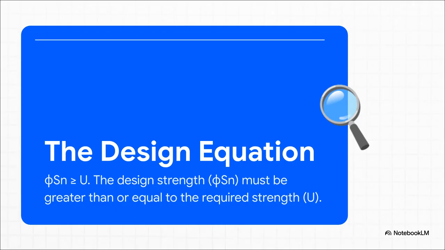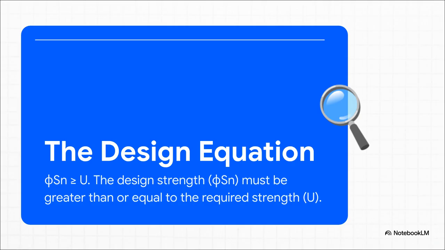Now, this right here is the heart of the entire code. I'm not kidding. Everything comes down to this one simple inequality: design strength must be greater than or equal to required strength. The capacity has to exceed the demand. Our design strength is the theoretical strength of the beam, S sub n, multiplied by a strength reduction factor, phi. That little phi is our built-in safety cushion.